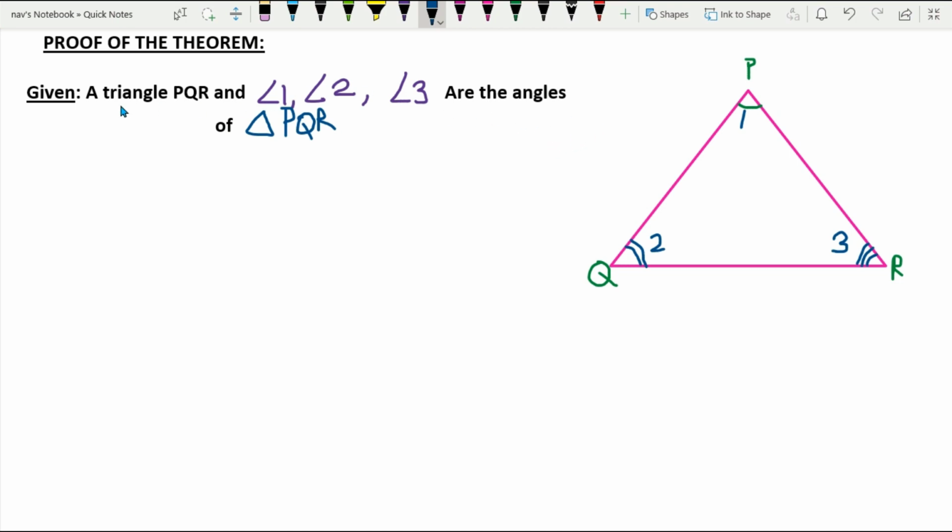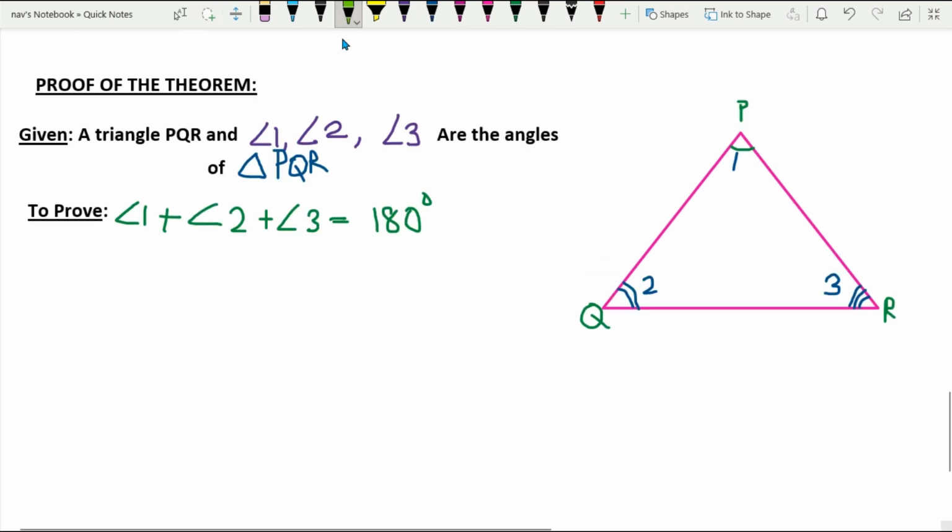First you have to write the given information. What is given here? A triangle PQR is given. Angle 1, angle 2, angle 3 are the angles of this triangle PQR. What you have to prove? You have to prove that angle 1 plus angle 2 plus angle 3 is equal to 180 degrees.